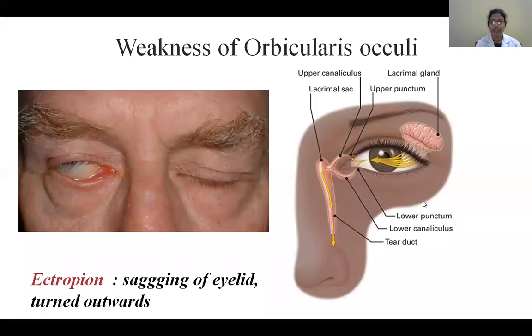Because if you look at this diagram, you see here, the lower punctum is in close approximation with the eyeball, which helps in draining of the tears to the lacrimal sac and then to the tear duct. So when there is outward turning of the lower eyelid, this approximation is lost and the tear starts flowing outwards, meaning the overflow of tear occurs, which is known as epiphora. So weakness of orbicularis oculi is also associated with ectropion and epiphora. So this is another very important sign you have to observe.